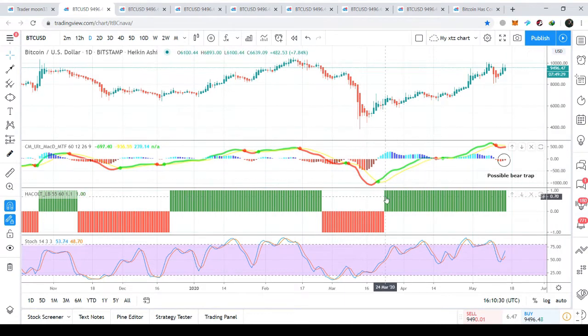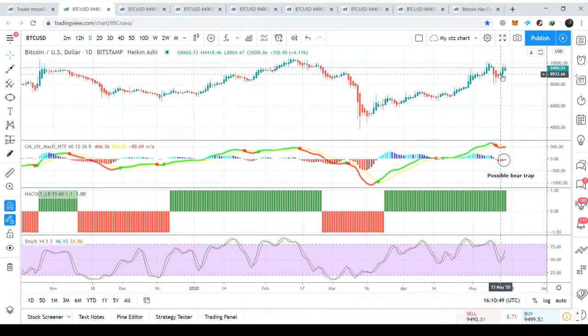And now the oscillator has turned green again. After that, we have received the sell signal by the MACD indicator, then buying signal, and we have finally received the sell signal. And we also received a stochastic bear cross. But this time, after a small drop, the price action is moving up again.